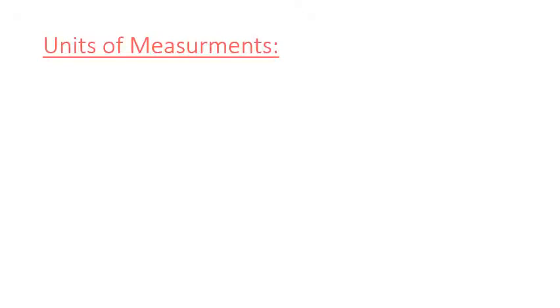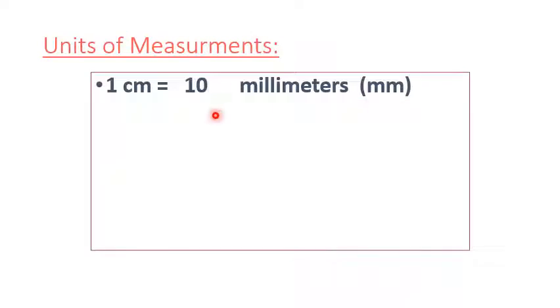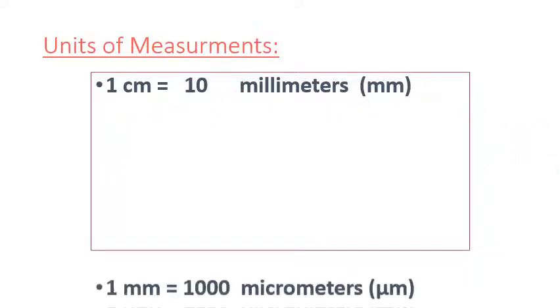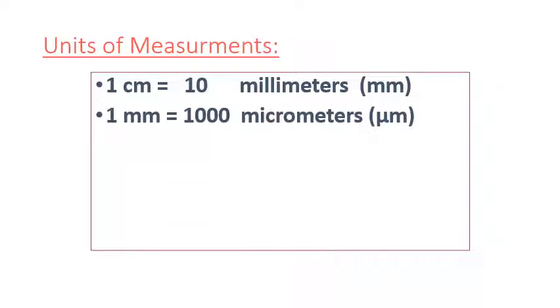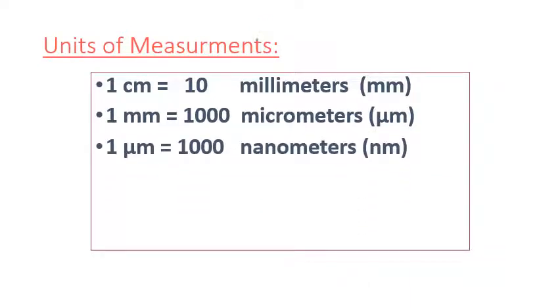You should know the units of measurement: 1 centimeter contains 10 millimeters, 1 millimeter contains 1000 micrometers, 1 micrometer contains 1000 nanometers, and 1 nanometer contains 10 angstroms.